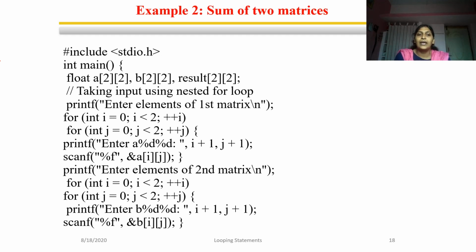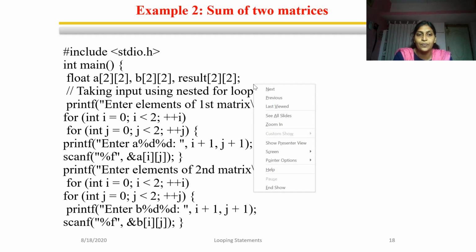First time I need 0. One pointer I am using for 0, another pointer for j, and it is again 0, 0. Checking the condition: 0 is less than 2, yes. The j is 0, is less than 2, yes.